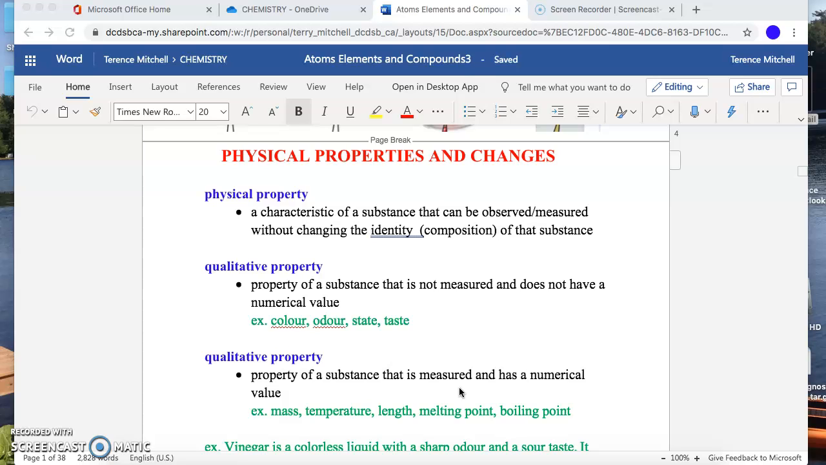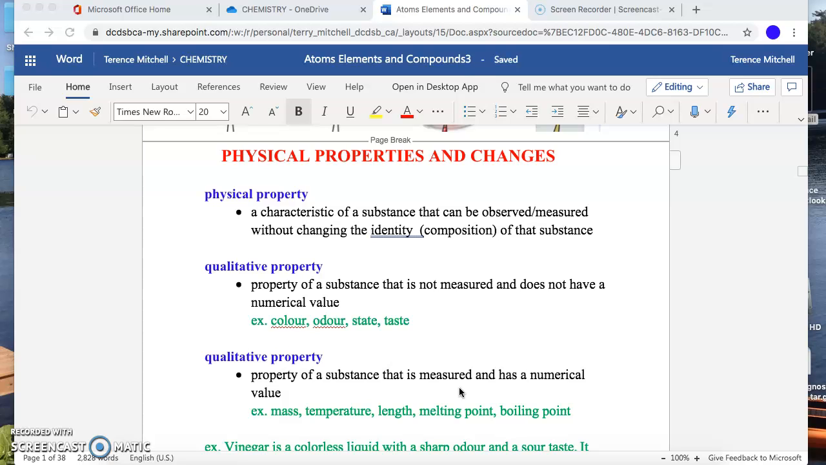So if I look at a piece of wood, I can talk about the physical properties of it. It's hard. It's a solid. It's brown. It's opaque. I can't see through it. Light doesn't go through it. So I can observe these things or measure them without actually having to change it. If we're getting into changing what it is, then it becomes a chemical property. And we'll discuss that a little bit later.